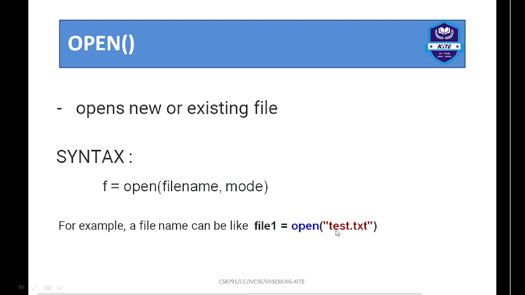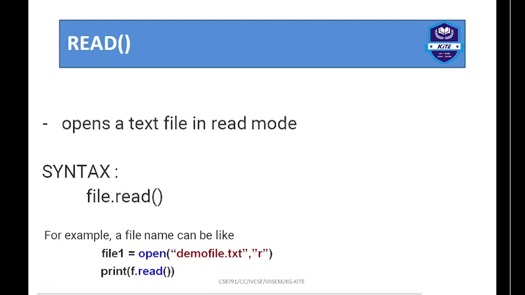open("test.txt") - this particular line tries to open a file called test, which is of txt type, a text file. If this test file already exists, it will open the file. If it does not exist, it will open a new file. Here we have not mentioned any mode, but actually we have to mention a mode. The next method is the read method, the read operation. A file should be opened for a particular purpose, either for reading or writing data.